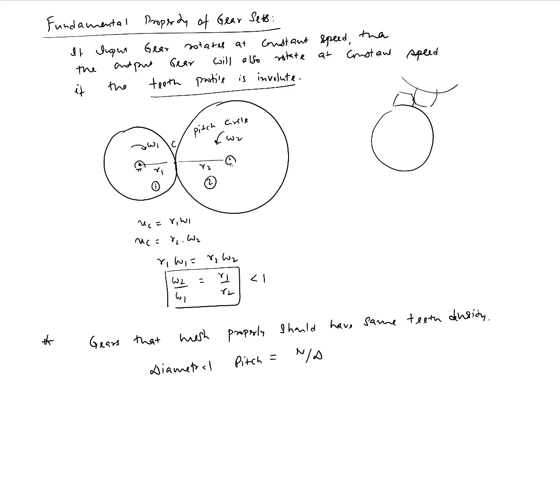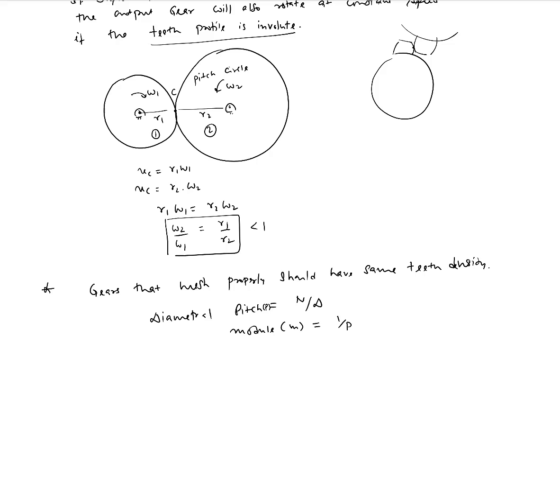So N over D, that's how it is defined. And there's another parameter called module, sometimes written as M, which is defined as 1 over diametral pitch. Let me call the diametral pitch P. So 1 over diametral pitch would be D over N. The units would change, but the teeth density should be the same for gears that mesh properly. The gears that we'll supply to you in the Snappy XO kit will have the same diametral pitch, and that decides what the teeth density would be.